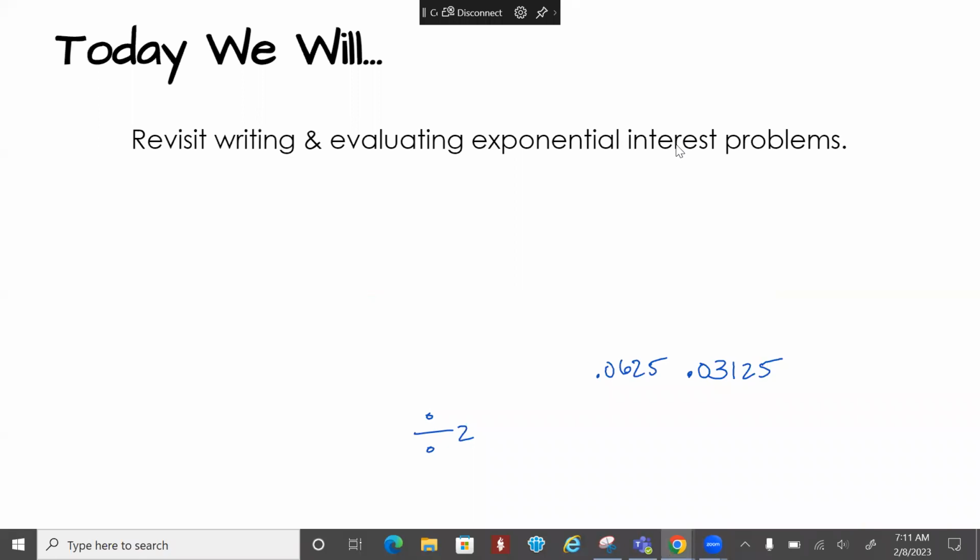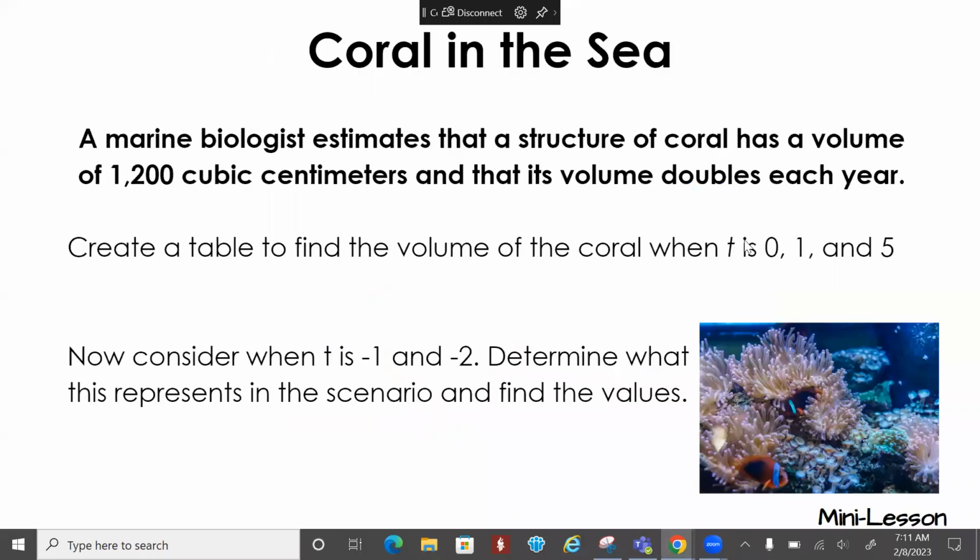Okay, so today we're going to revisit writing and evaluating exponential interest problems. So you saw this back in the day when you were in Algebra 1. We have a marine biologist who estimates that a structure of coral has a volume of 1,200 cubic centimeters and that its volume doubles each year. Create a table to find the volume of the coral when T is 0, 1, and 5.